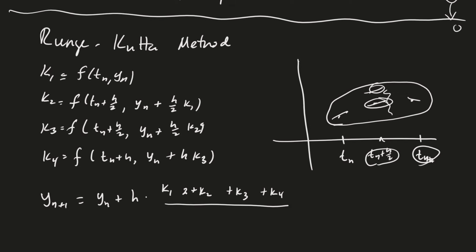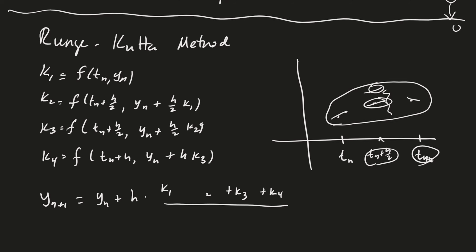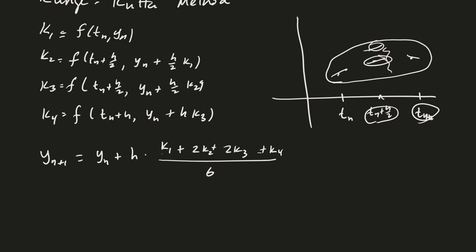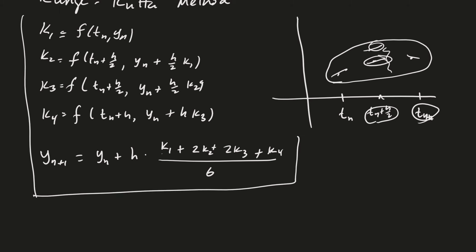I'm having trouble with my eraser there. There we go. I'm erasing too much now. 2K2 plus 2K3 plus K4 divided by, let's see, that's 2, 4, 5, 6 divided by 6. Okay, so that's how I get my weighted average. Okay, and so that's not plus or minus, by the way, that's just a plus there. I better get it right. Good. So this is the Runge-Kutta algorithm.